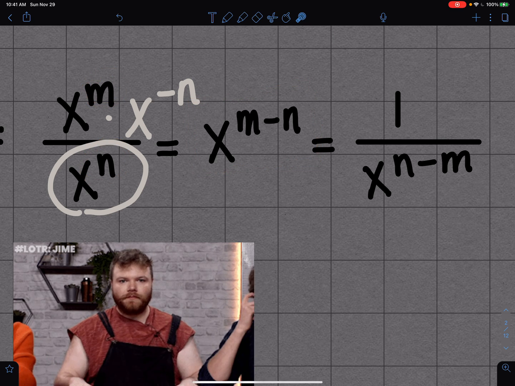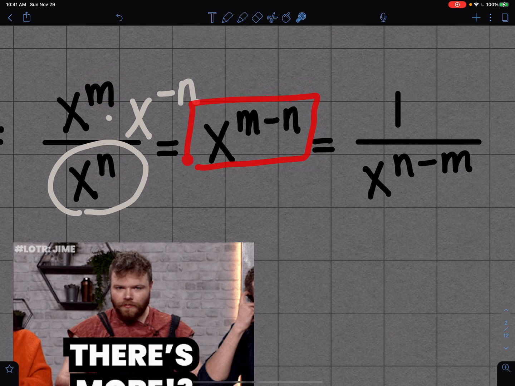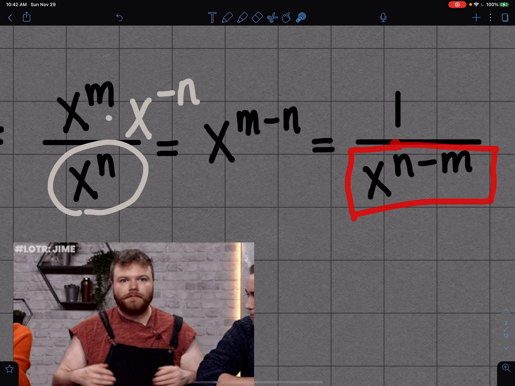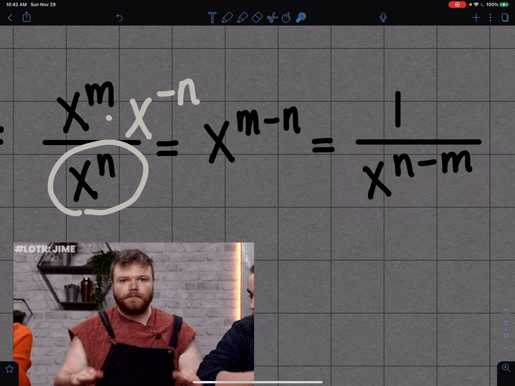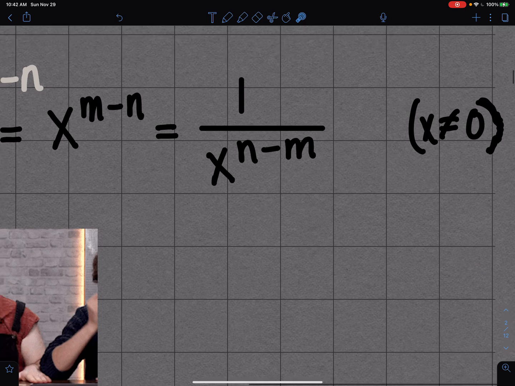Now, what if you wanted to put this on the denominator? Well, it's easy. You just change the signs of those. And changing the signs would make it essentially n minus m, because you would have a negative m plus n. Negative m plus n is the same as n minus m. So easy peasy. I think you understand that. Of course, x has to not be 0.